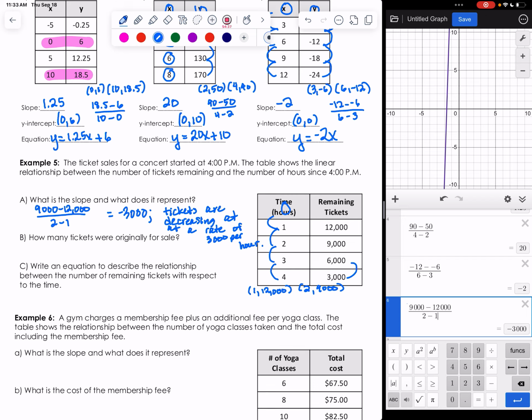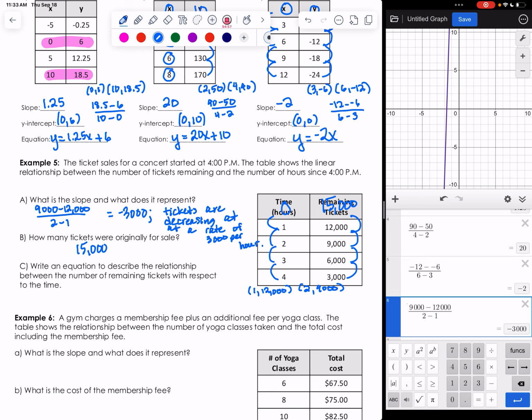If we go up 3,000, that'd be 6. Up 3,000 again, that'd be 9. Up 3,000 again, 12,000. Up 3,000 again, this would be 15,000. So this was the original number of tickets that were for sale.